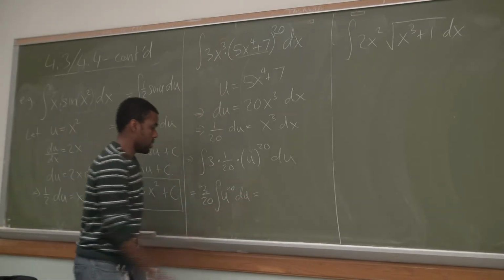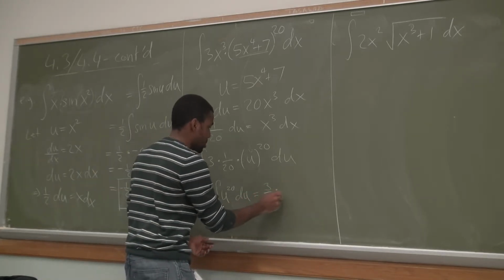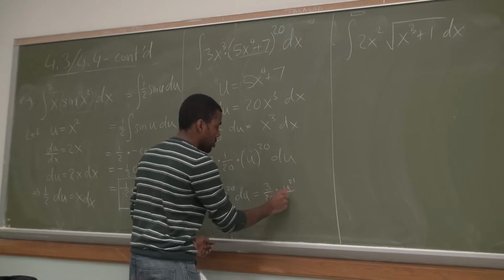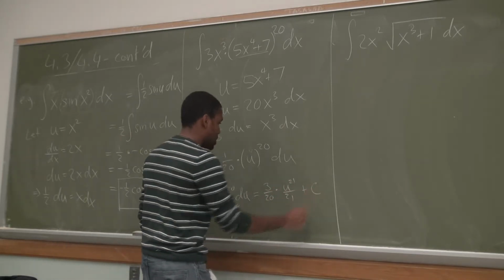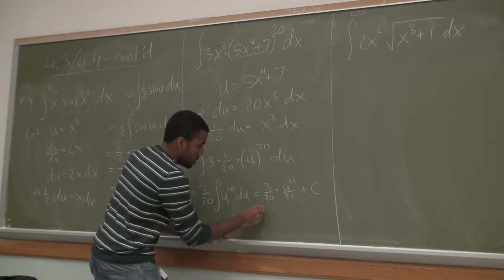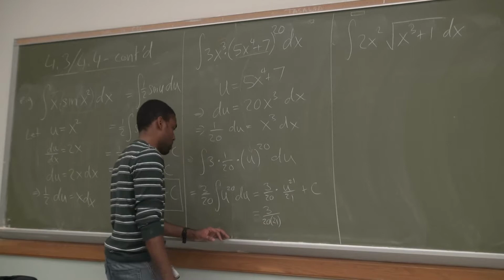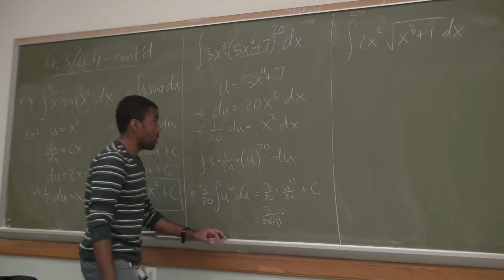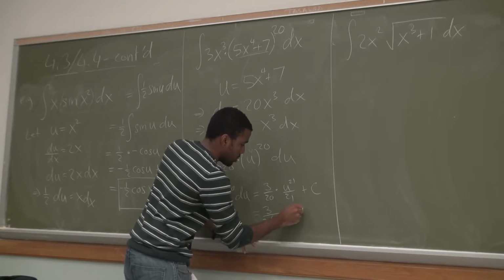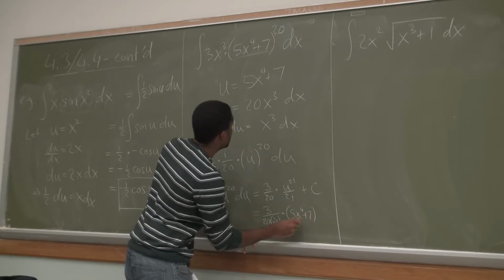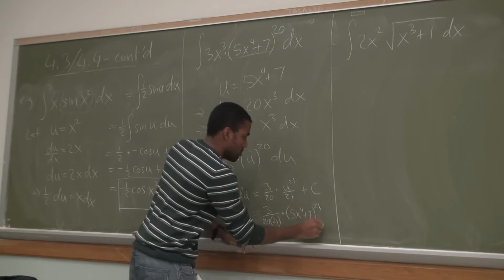So now, what do we do? We add 1 to the power, divide by the new power. This is just 3 over 20 times u to the 21 over 21 plus c. So this is just 3 over 20 times 21 times, now you replace the u with this guy, it's 5x to the 4 plus 7 to the 21 plus c.